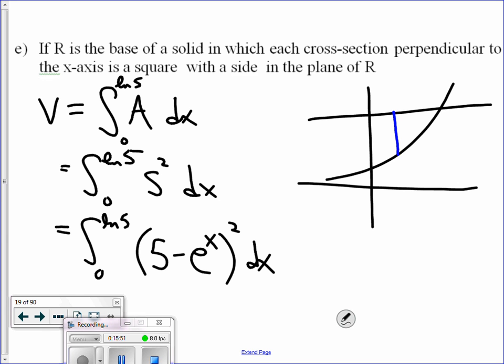See that? So with these, a volume with known cross sections, to get the volume of the whole solid, you're integrating the area of that shape times thickness, okay? And when it comes to filling in the length in that area formula for a dx problem, it's just y top minus y bottom.